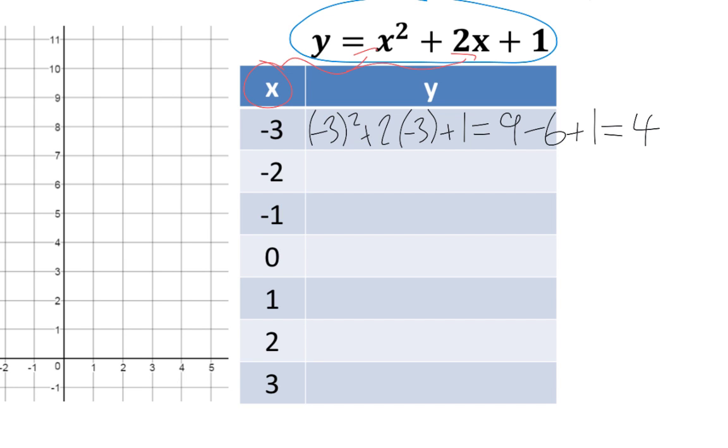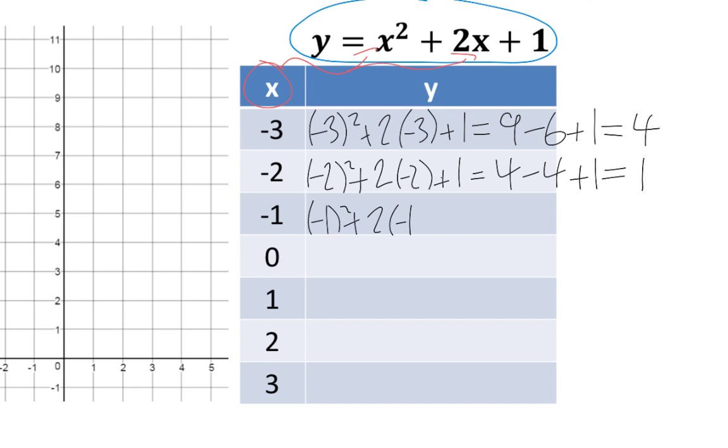Let's do this again with -2. So I'm going to put -2 in brackets, I'm going to square it, then I'm going to take 2 multiplied by -2, plus 1 stays exactly the same. -2 squared is +4. Positive 2 times -2 is -4, and that plus 1 stays the same. So 4 subtract 4 plus 1 is 1. Let's go ahead and do that for -1. -1 squared plus 2 times -1 plus 1 is equal to 1 subtract 2 plus 1, which is equal to 0.